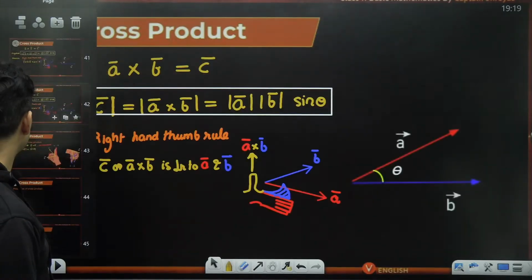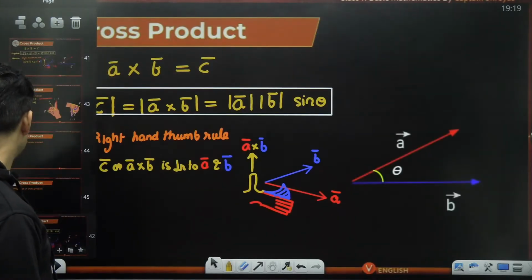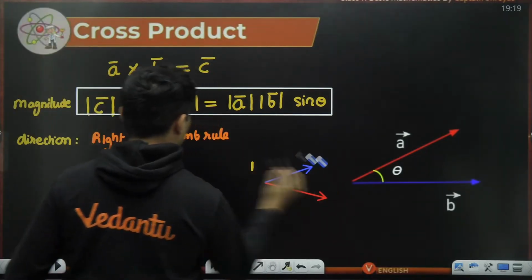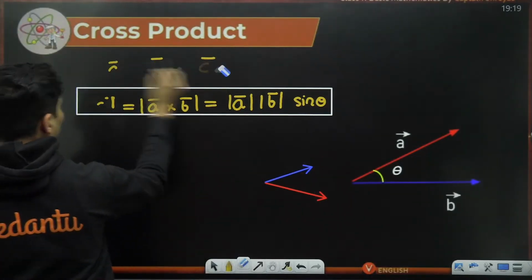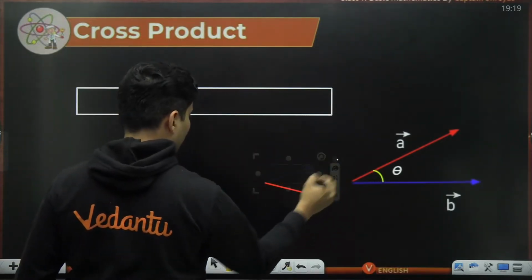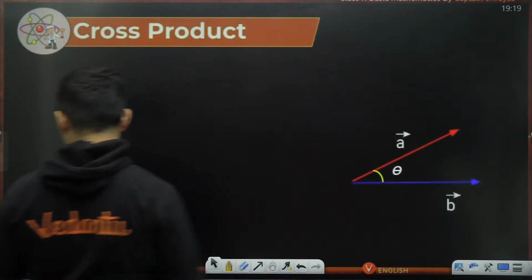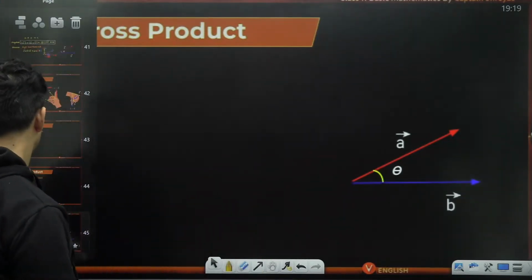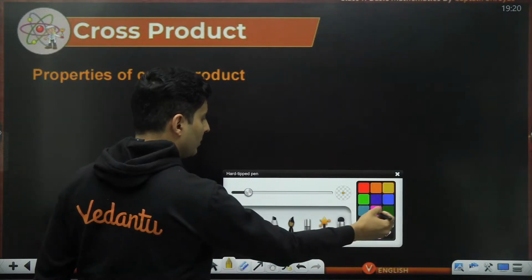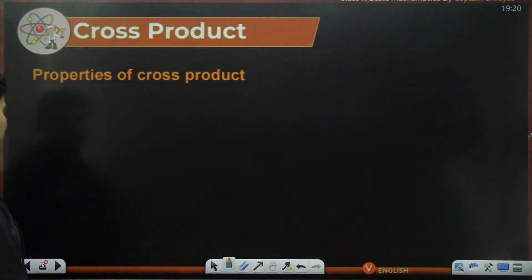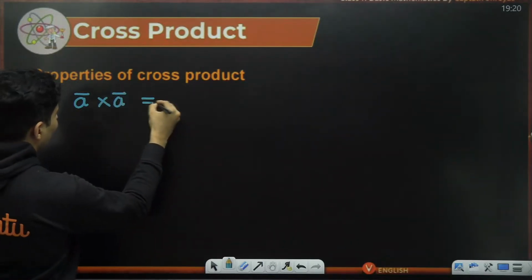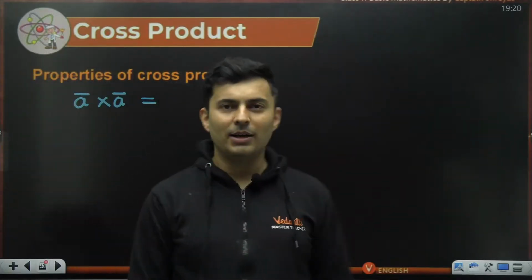Let's come to that, and also some rules. What are the different things that we need to keep in mind? All right, so let's say we do A bar cross A bar. Let's see how many of you can get this. A bar cross A bar.